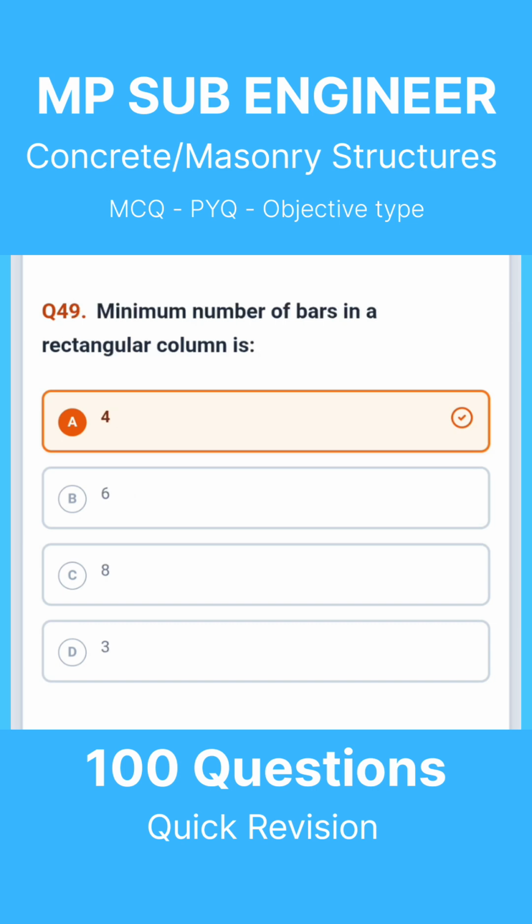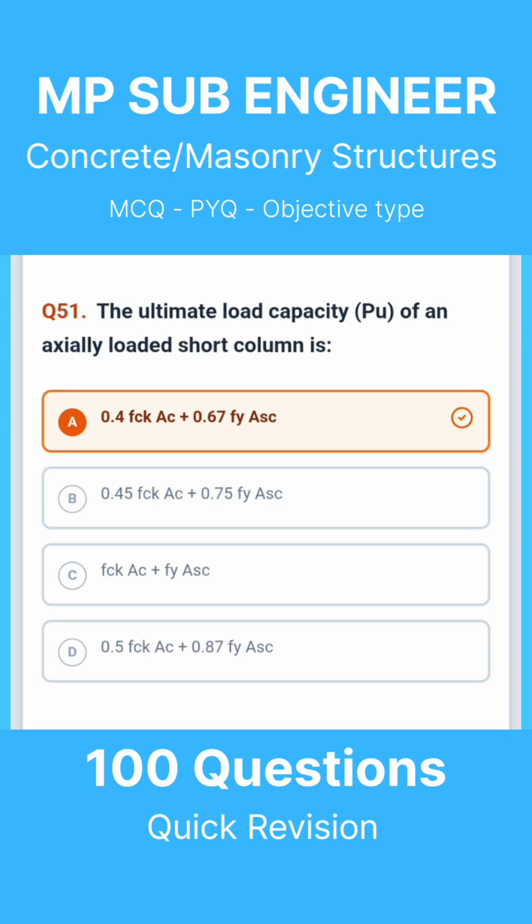Question 49. Minimum number of bars in a rectangular column is. The correct answer is 4. Question 50. Minimum number of bars in a circular column is. The correct answer is 6. Question 51. The ultimate load capacity (Pu) of an axially loaded short column is. The correct answer is 0.4 fck Ac plus 0.67 fy Asc.